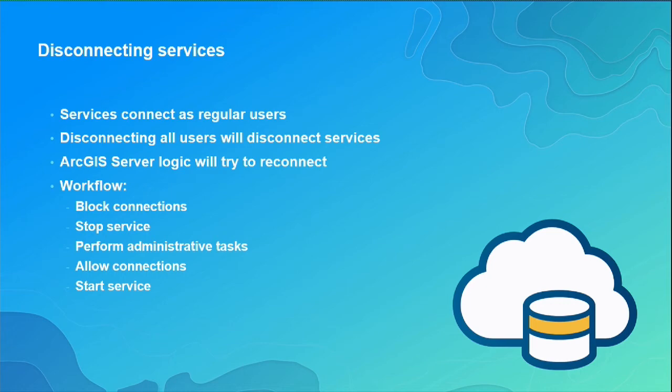So if you disconnect everyone from the geodatabase, this would include any services that are making a connection. And ArcGIS Server has logic that will attempt to reconnect stale connections. Because of this, you should block your connections before you disconnect users, especially service users. So ideally, the workflow would be you block connections, stop your service, perform your admin workflow, then you accept connections, and then start your service back.